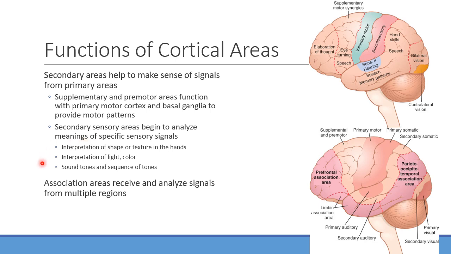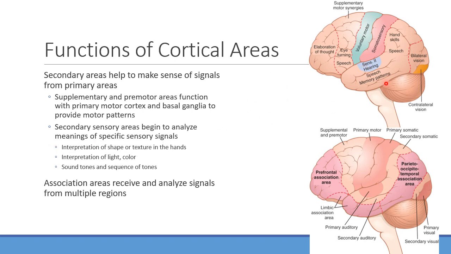I guess I went to the lamer Halloween parties growing up, but there are also things like interpretation of light and color, sound tones and sequence, being able to understand music. You need these secondary sensory areas to pick up on that and transmit it to the right areas so that we can respond accordingly, right?